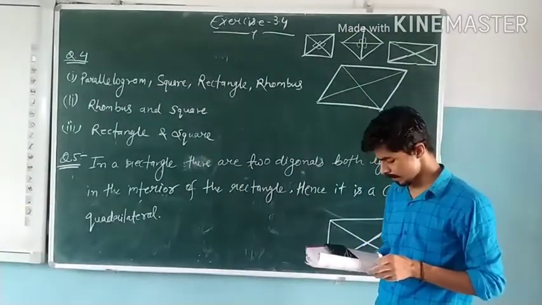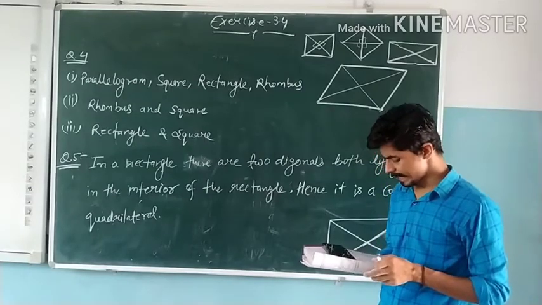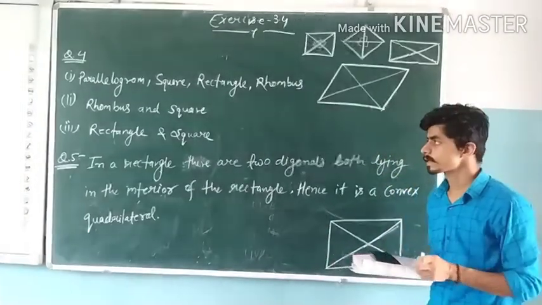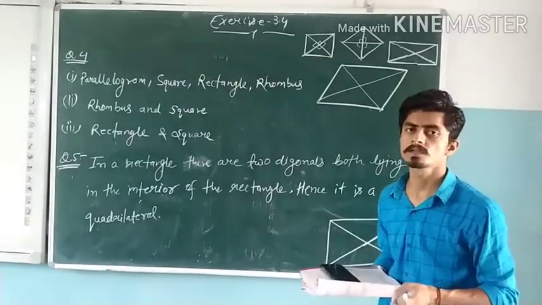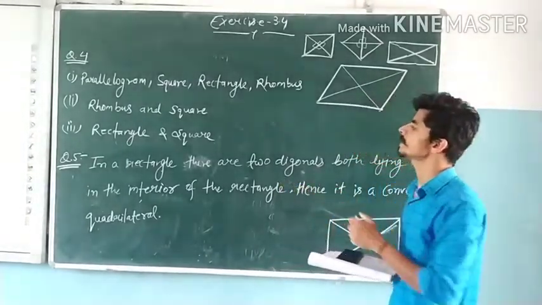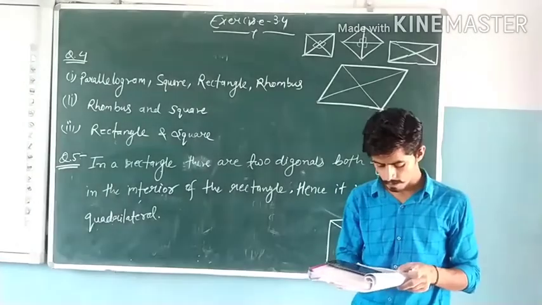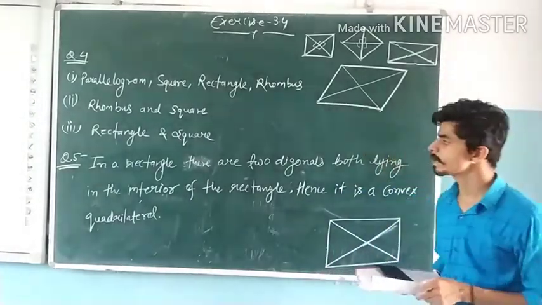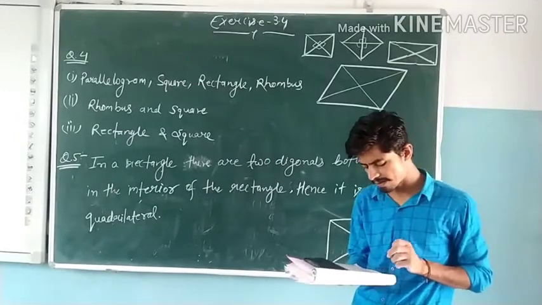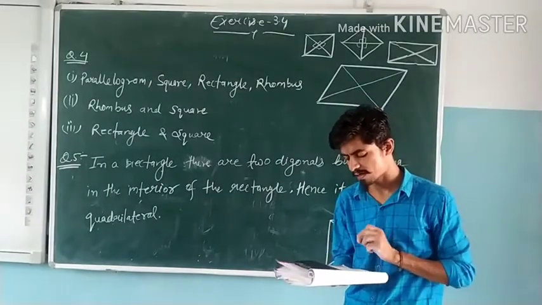Third one is diagonals that are equal. What is the name of the quadrilateral whose diagonals are equal? Square and rectangle. Square and rectangle have equal diagonals. Now question number 5 is: explain why a rectangle is a convex quadrilateral.